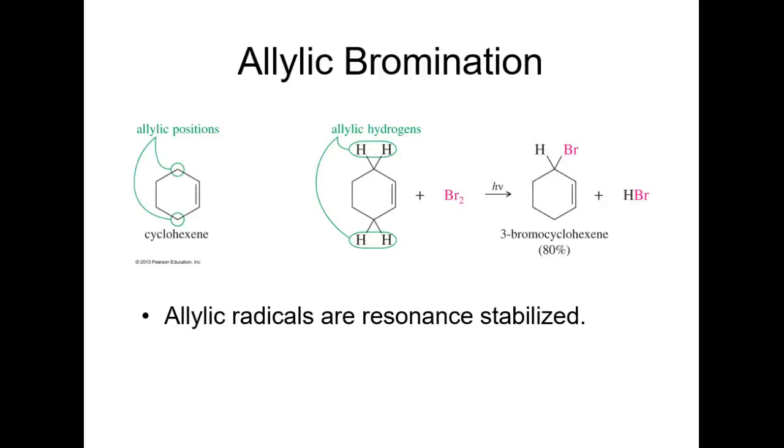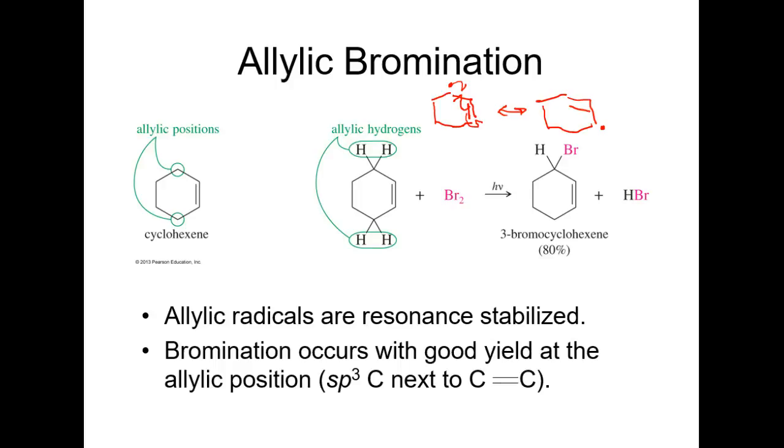And remember, the reason is because when you form a radical, so imagine a hydrogen gets plucked off, your intermediate is going to be a radical right here, right next to a double bond. So you can technically draw a resonance structure. That's a resonance structure of a radical. Because it's resonance stabilized, your bromine is going to go in that position. So allylic radicals are resonance stabilized. Bromination occurs with good yield at the allylic position.